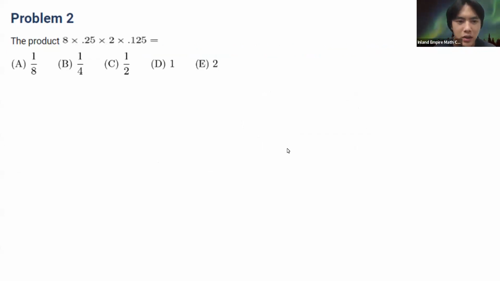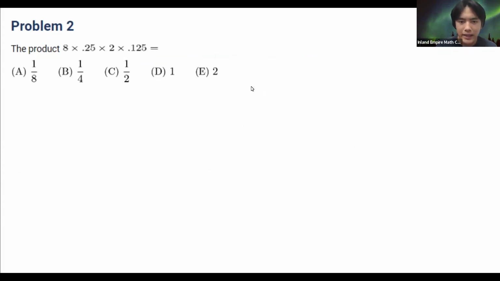All right, problem 2, a little bit more challenging, but nonetheless a warm-up problem. What did you guys get for this one? Any thoughts? B, okay, someone said B and someone said C. Okay, well, does anyone want to share their solutions? The person that got B, that is Zion, do you want to share how you got this answer?